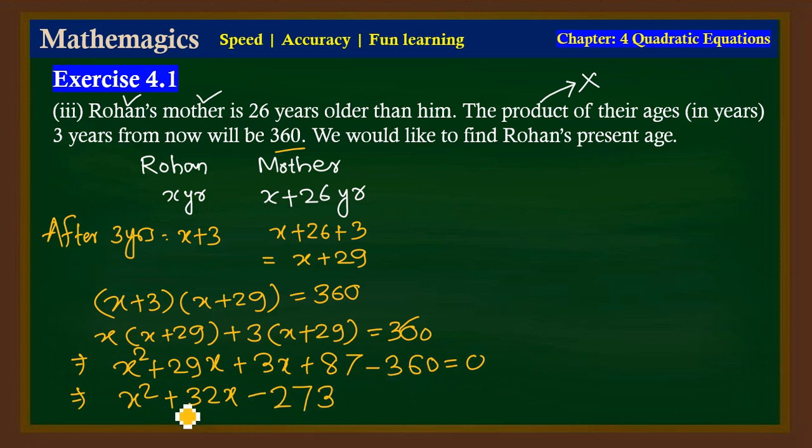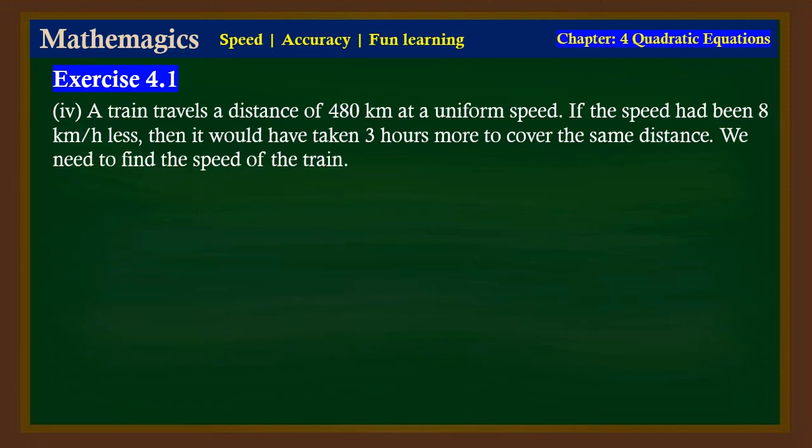So x square plus 32x minus 273 is equal to 0. And this is the required quadratic equation, which is the answer. So dear friends, we have completed the exercise 4.11. Sorry, there is one more question, that is question number 4. Also we are going to solve it.